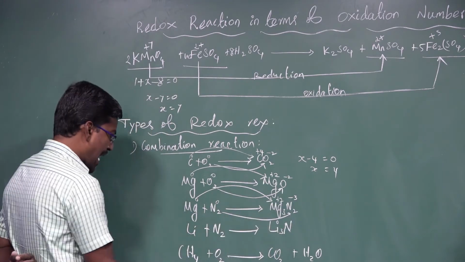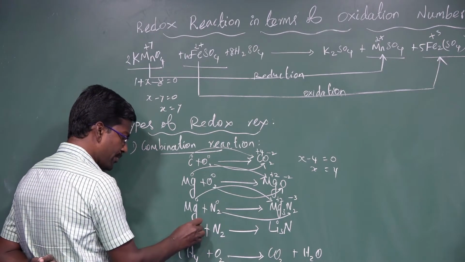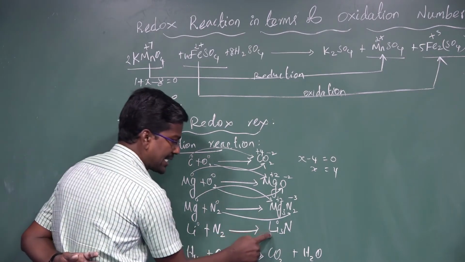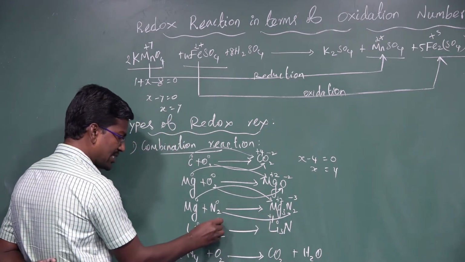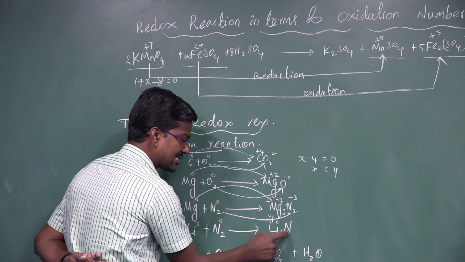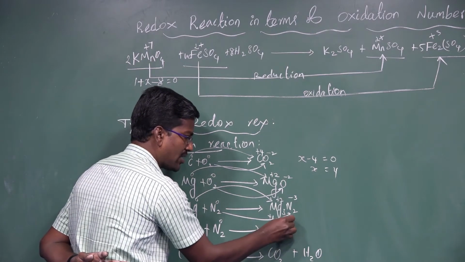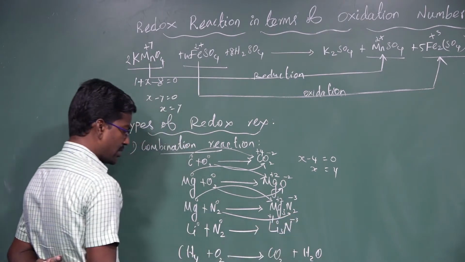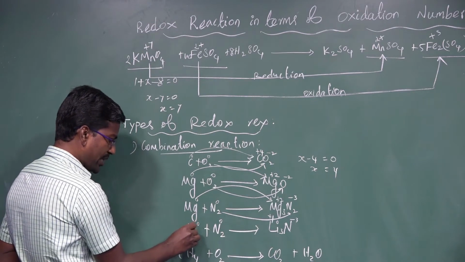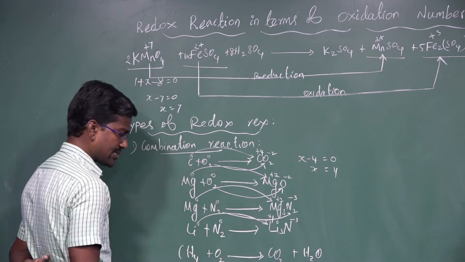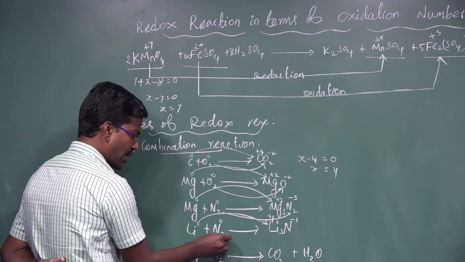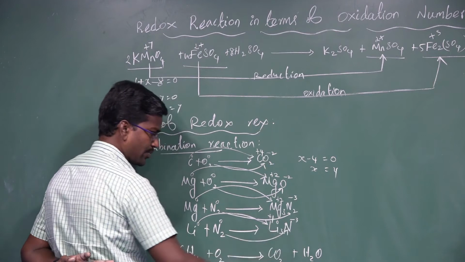Next one, the oxidation state of lithium is 0. Here, the oxidation state of lithium is plus 1. The oxidation state of nitrogen is 0, and in lithium nitride it is minus 3. So the oxidation number of lithium increases from 0 to plus 1, an oxidation process. Nitrogen decreases from 0 to minus 3, a reduction process.